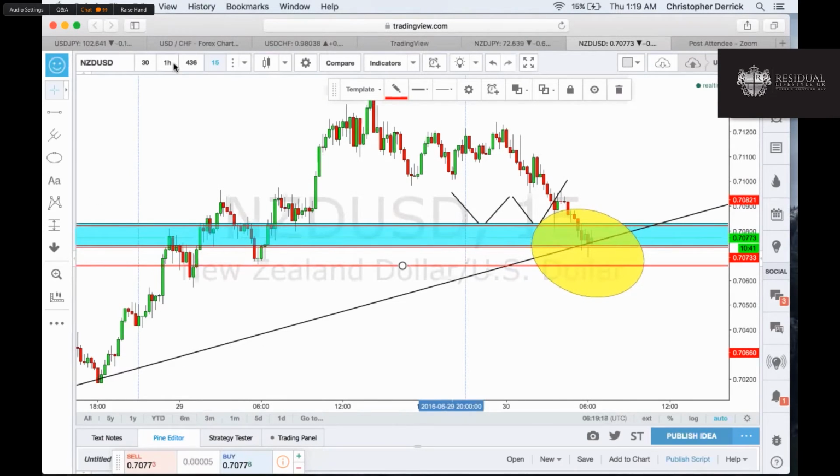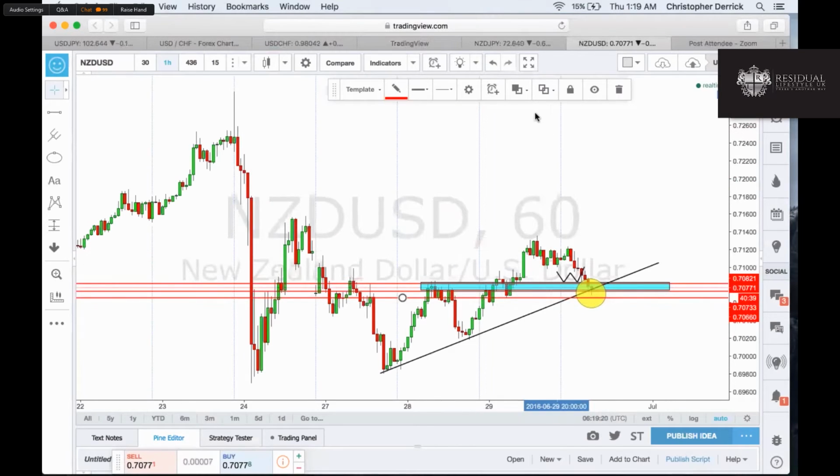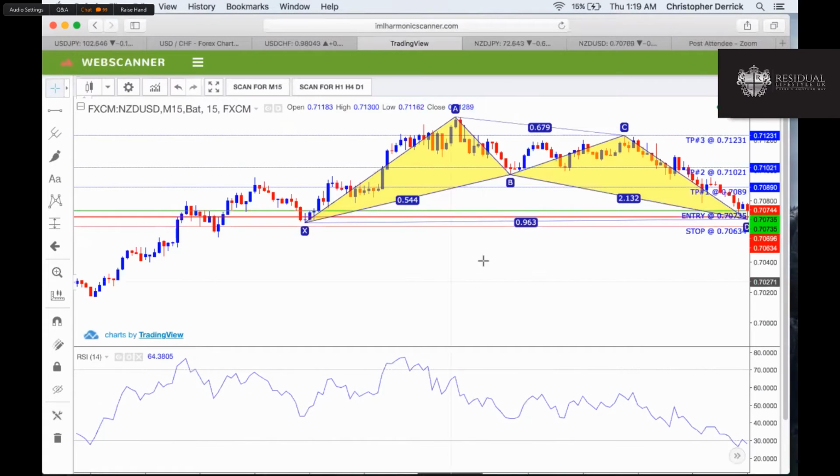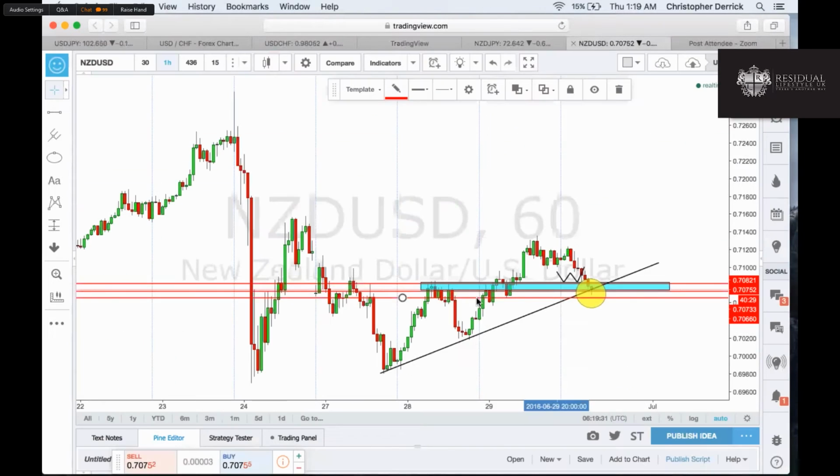All right, let me give another recap real quick for the new people that came on here. There's a trade set up on the IML Harmonic Scanner, right? You were able to see that a bat pattern is being formed. With that being said, you don't just take the trade just because you see it off the scanner. You want to do your own technicals as well.